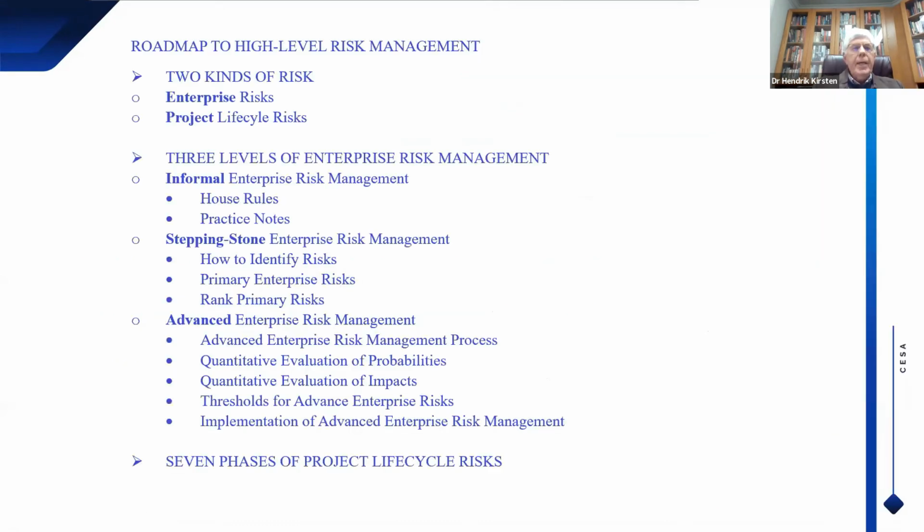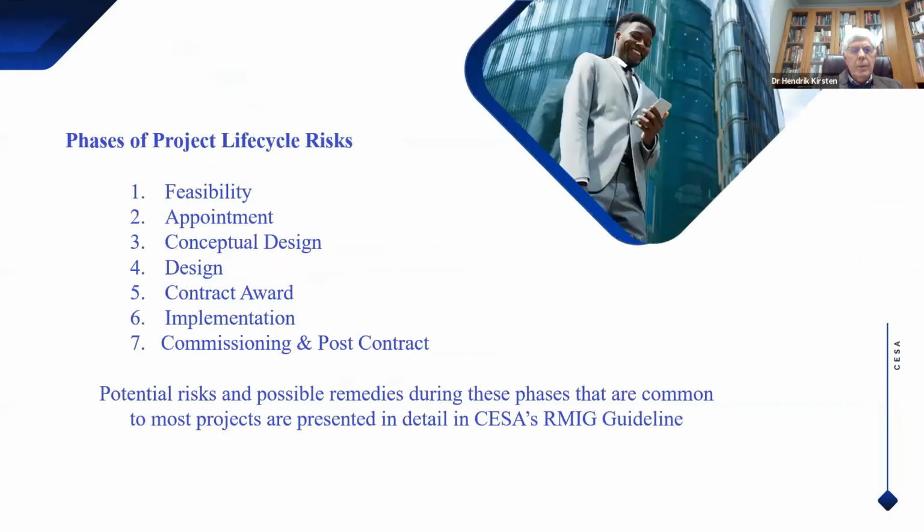Now, to recap, we've looked at two kinds of risk: enterprise risks and project lifecycle risks. There are 3 levels of enterprise risk management involving informal, stepping stone, and advanced risk management processes. And then we get to the 7 phases of project lifecycle risks. As you would expect, these would be dealt with in the usual stages of the development of a project: feasibility, appointment, conceptual design, contract award, implementation, commissioning, and post-contract. Potential risks and possible remedies during these phases that are common to most projects are presented in extensive detail in the guideline.